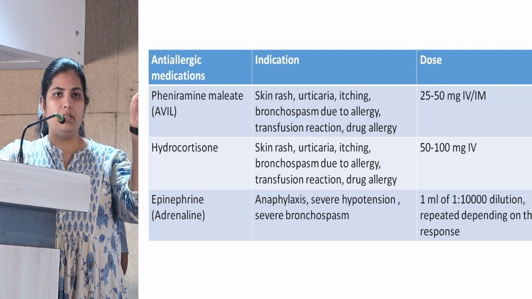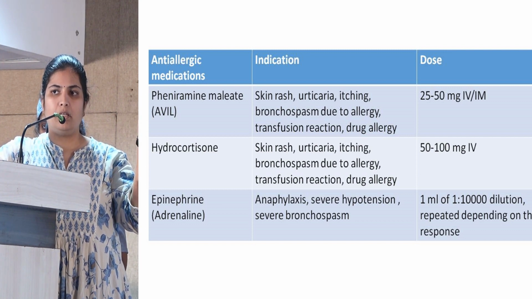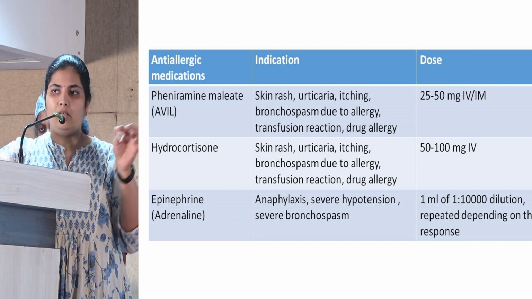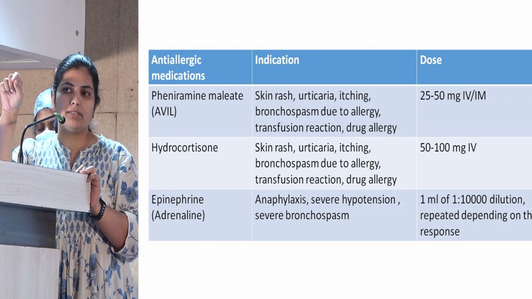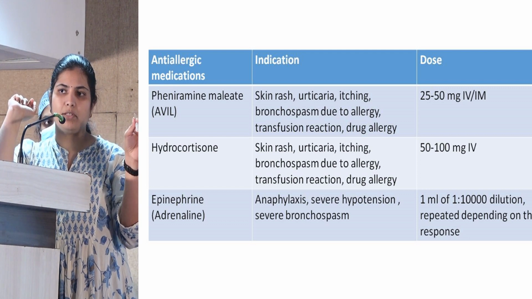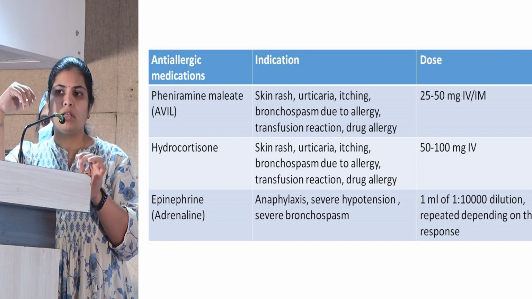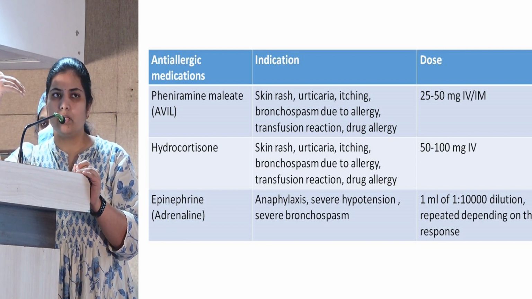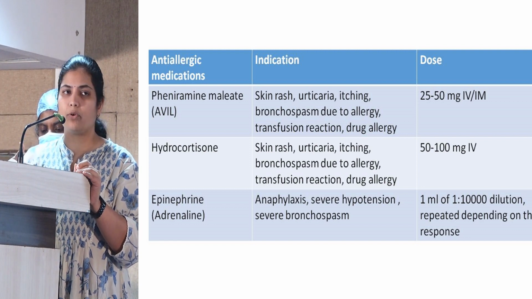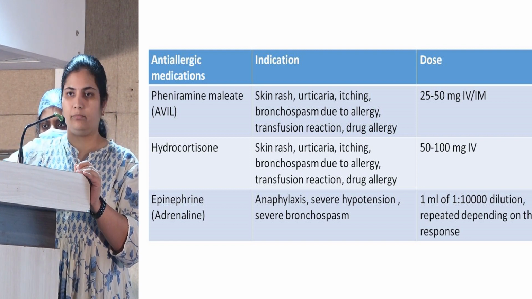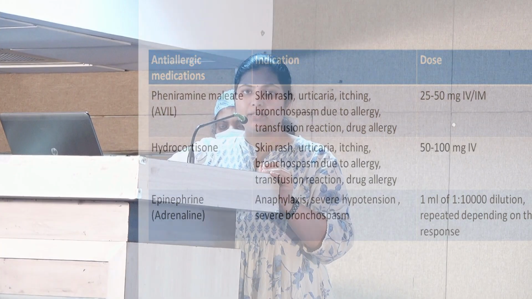So this is adrenaline. 1 ml contains 1 mg. That we have to dilute in 10 ml. So each ml contains, now 1 mg is 1000 micrograms, so each ml contains 100 micrograms after dilution. So 100 to 200 micrograms we can give if there is severe hypotension, severe bronchospasm, which is due to allergy. Many times we face these reactions when we are giving some drugs like propofol or some muscle relaxants or some IV fluids.